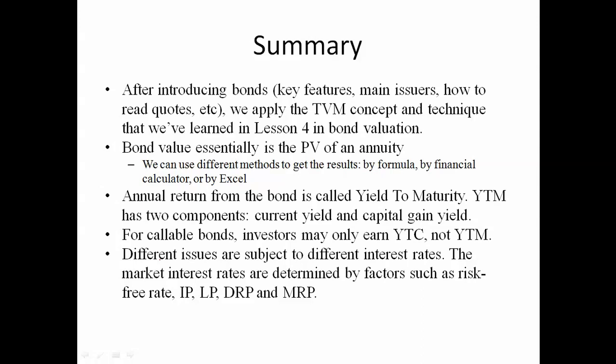Annual return from the bond is called yield to maturity, and yield to maturity has two components, current yield and capital gain yield. For callable bonds, investors may only earn yield to call if the bond is called, not yield to maturity. Different bond issues are subject to different interest rates. The market interest rates are determined by factors such as risk-free rate, inflation premium, liquidity premium, default risk premium, and maturity risk premium.